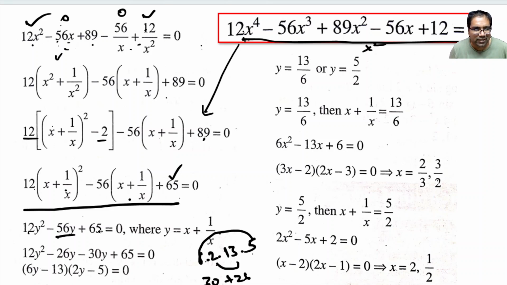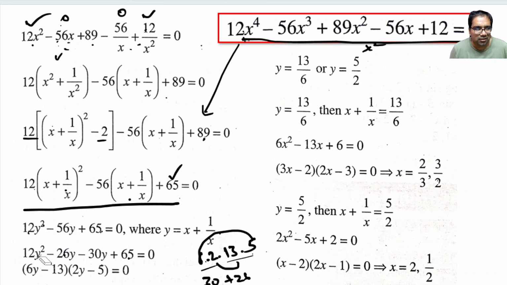So we can factorize this as 12y square minus 26y minus 30y. Why are we doing it like this? Because the product of these two, 26 and 30, is equal to the product of 12 and 65. Right, we just figured that out. And the sum of minus 26 and minus 30 is minus 56. That's why we are splitting 56 into 26 and 30.